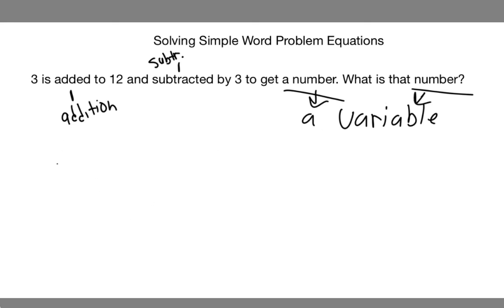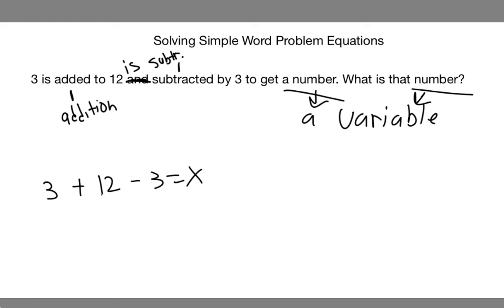So let's write this out the way we see it. We have the numbers 3 and 12, and we're saying 3 is added to 12, which means an addition sign in the middle. And then we have 12 and 3, and we see subtracted by 3. 12 is subtracted by 3 to get our variable. I like using X. You guys can choose something funky like Q or R or P. It's up to you guys, not up to me.